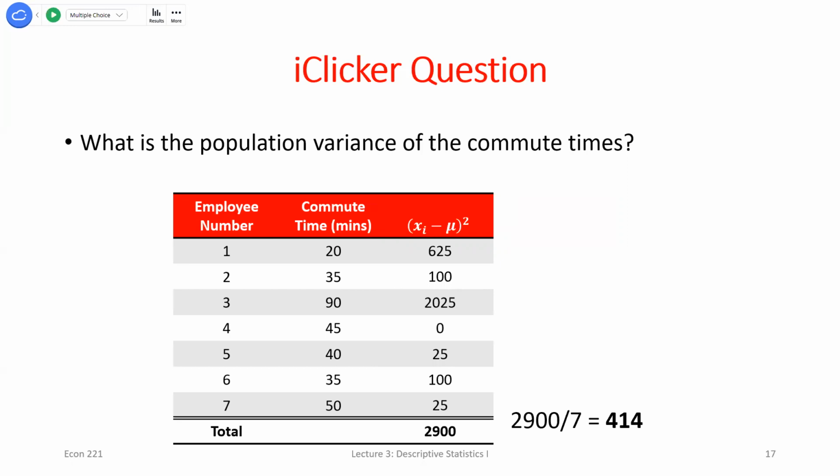90 minus 45. That's 45. Squared. That one I probably couldn't do in my head. Maybe it's easy. 2025. This is an observation that provides evidence that there's no variation in the data, right? It's exactly equal to the mean. So the mean minus the mean is just 0 squared.